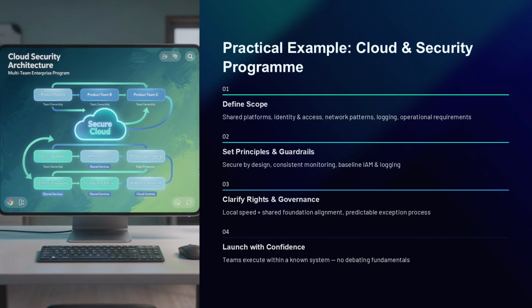With the pieces coming together, imagine you are preparing the organization for a cloud and security program across multiple business units. You start by defining scope, such as shared platforms, identity and access, network patterns, logging standards, and operational requirements. You establish principles such as secure by design and consistent monitoring. You translate those into guardrails such as baseline identity and access requirements, logging expectations, and approved platform patterns. You define decision rights so teams can move quickly in local choices but must align on shared foundations.